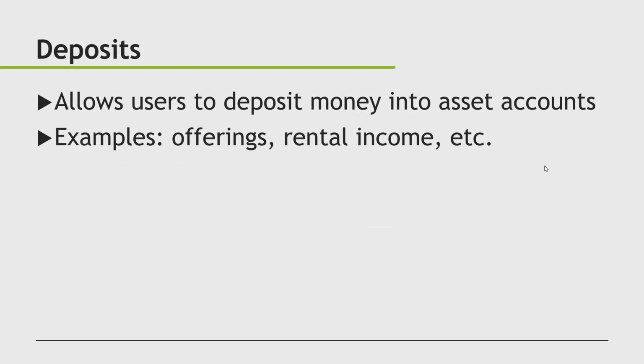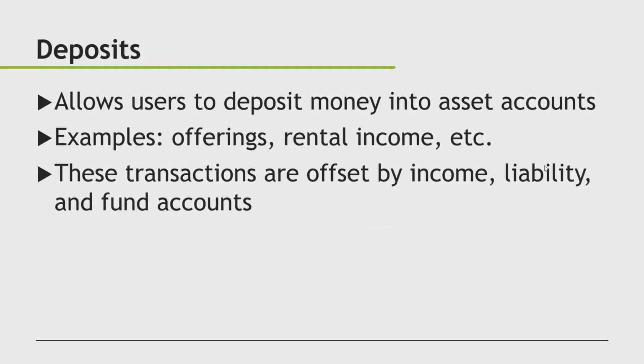Typically, with deposits, these transactions, of course, are going to go into assets. That's the one account you're going to be using. But these transactions are then offset by income accounts, liability accounts, and fund accounts. So that's going to be the other side of the transaction. Now, you might have multiple income accounts, multiple liability accounts, or multiple fund accounts that you use. But at the minimum, you're going to have at least one of those items in your deposit.